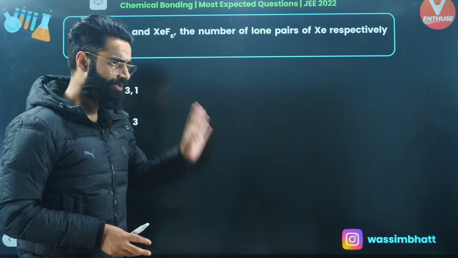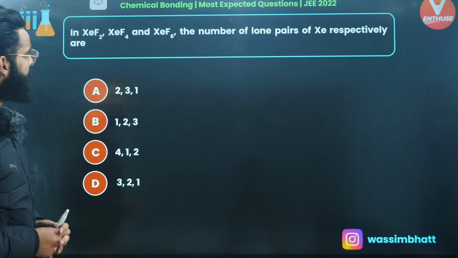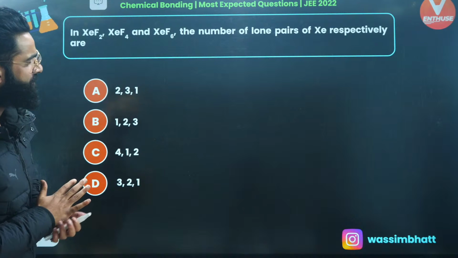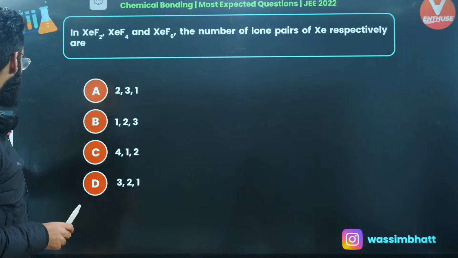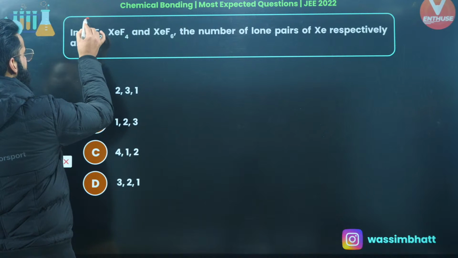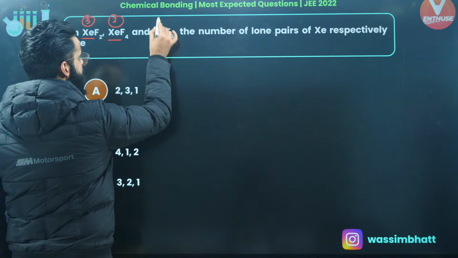This question I'm sure you guys can solve on your own. XeF2, XeF4 and XeF6, the maximum number of lone pairs of xenon respectively. Okay, you need to calculate the number of lone pairs on xenon. If you talk about XeF2, there will be basically 3 lone pairs on xenon. XeF4, 2 lone pairs on xenon. XeF6, 1 lone pair on xenon.